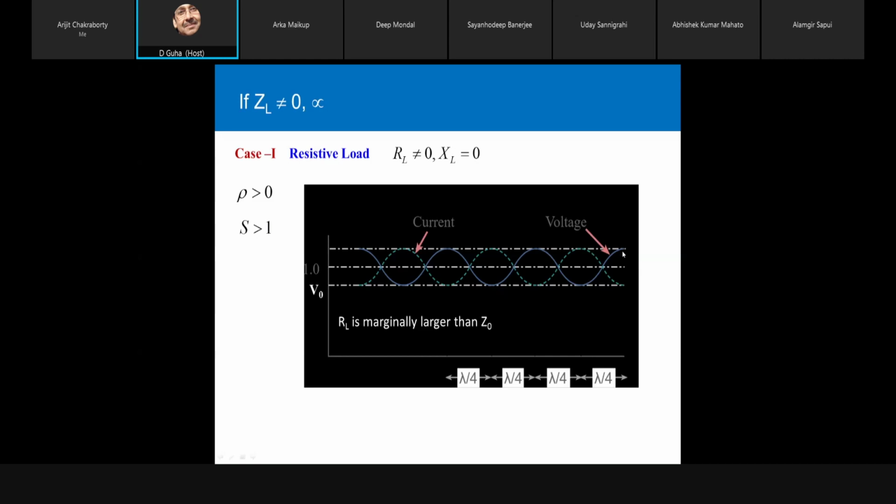Voltage is maximum when it is infinite. So if it is not infinite but finite, without any reactance value, the nature is the same, that is voltage is maximum and current is minimum. But their maximum up and down limit is different.